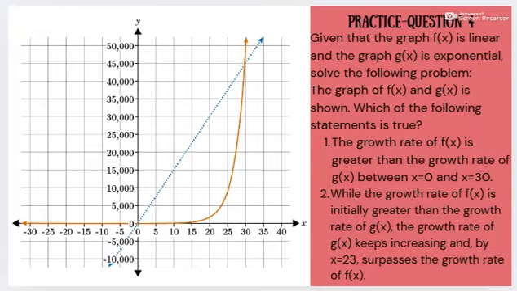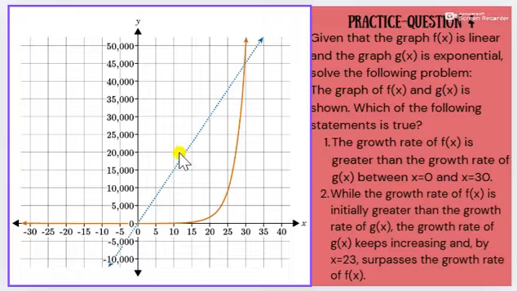Practice question number 4. Given that the graph f of x is linear and the graph g of x is exponential, solve the following problem. The graph of f of x and g of x is shown. Which of the following statements is true? The growth rate of f of x, which is our blue line, is greater than the growth rate of g of x between x equals 0 and x equals 30, while the growth rate of f of x is initially greater than the growth rate of g of x.